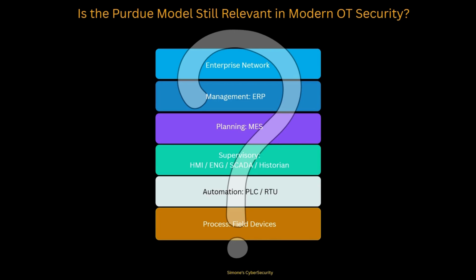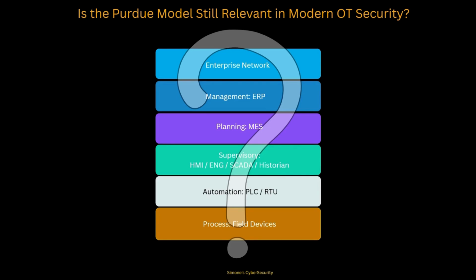But today, things look very different. We are seeing IT-OT convergence, where data from machines is being sent to cloud platforms for analytics. We have industrial IoT devices, remote access, edge gateways, and AI-based predictive systems that blur the lines between traditional Purdue layers. So does that make the Purdue model obsolete? In my opinion, not really.